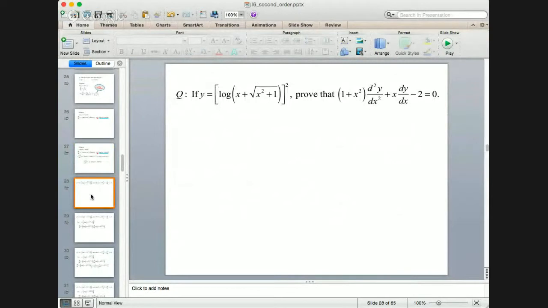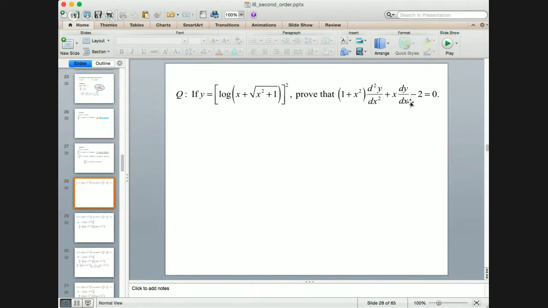All right, we have another interesting problem here. And I call it interesting because it would recall a few of the things that you had done earlier. It's a good question to test how good you are with the chain rule of differentiation, because there is nothing else but the chain rule of differentiation that is needed here. So y is given to be log of x plus root of x square plus 1, whole square. And you have to prove that this expression holds good.